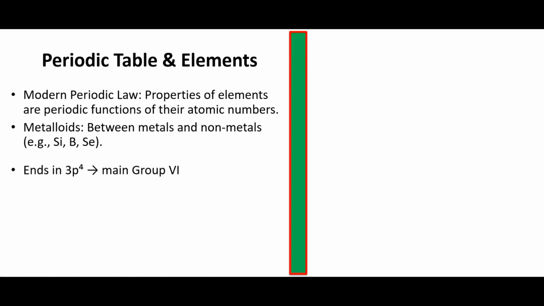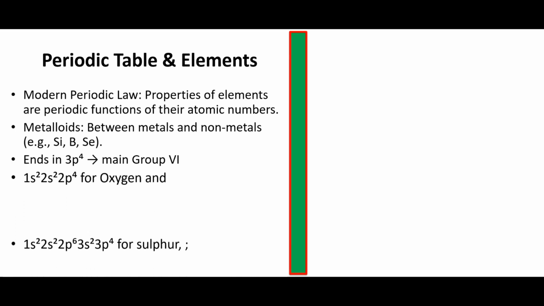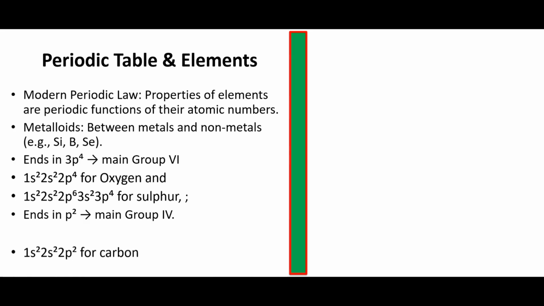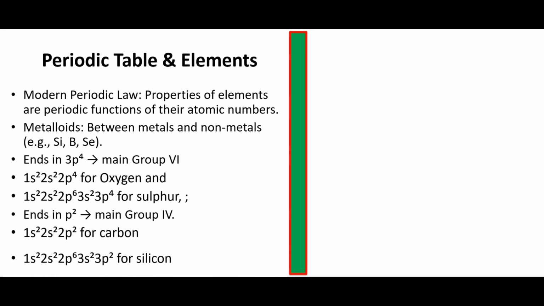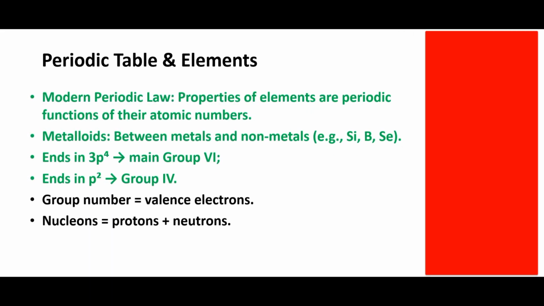If the electron configuration ends in 3p4, the element is in group 6. If it ends in p2, it is in group 4. In the periodic table, the group number tells you how many valence electrons. The particles inside the nucleus are called nucleons, consisting of protons and neutrons.